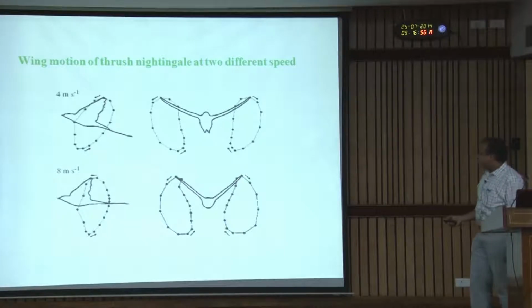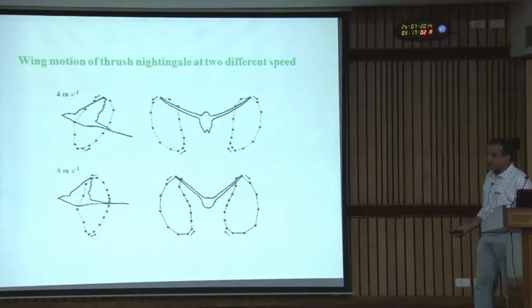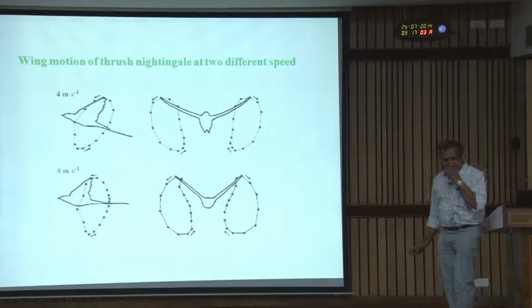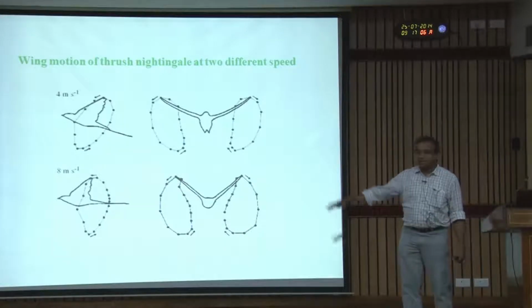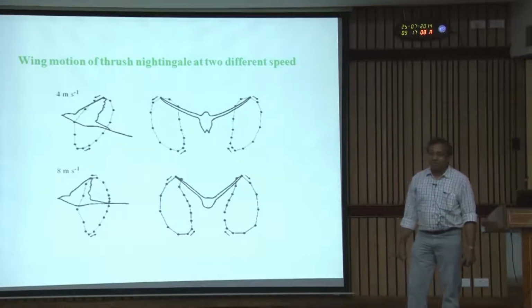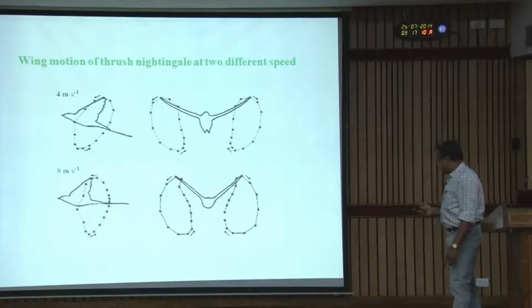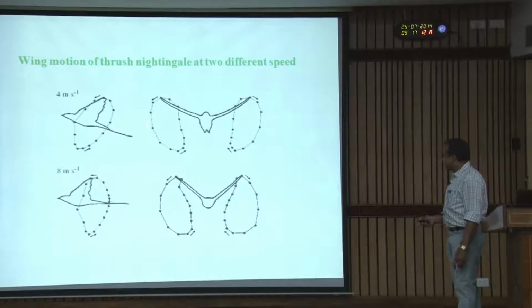If you look more into this complexity, it is the same bird, thrush nightingale, flying at 4 meter per second and 8 meter per second. When you try to design it, you will think that you will make a kinematic arrangement to flap it in a particular fashion, and you see that the tip velocity or tip motion is different at 4 meter per second and 8 meter per second.